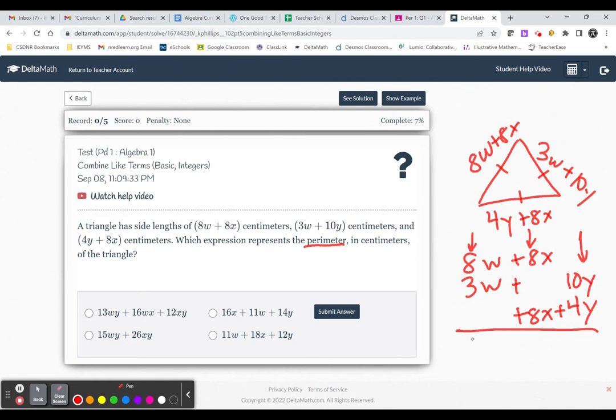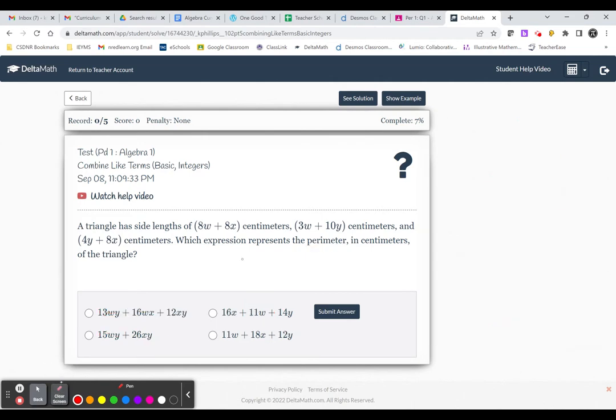So 8w's and 3w is 11w, 8x and 8x is 16x, and 10y plus 4y is 14y. And that's exactly what you're going to be looking for down here in the multiple choices. 11w, so let's see. This one has an 11w, this one does not. None of these, none of those, so I already found the answer. So I'm going to click here and submit.